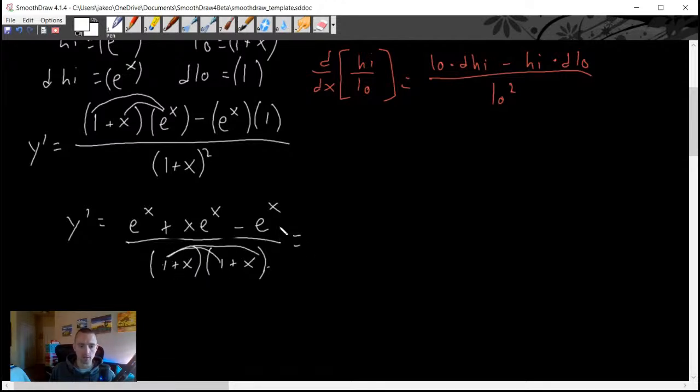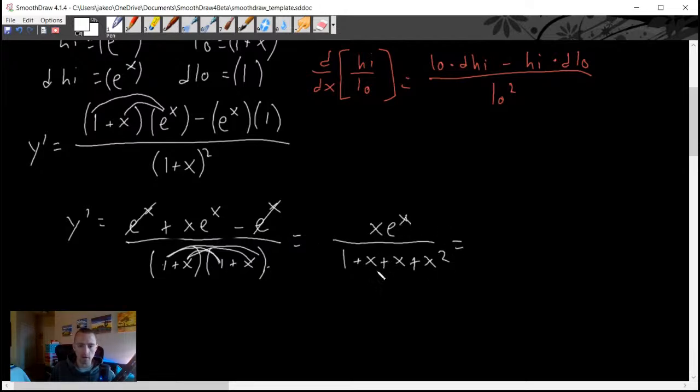So doing that is going to give us, on our denominator, 1 times 1 is 1. 1 times x is x. x times 1 is x. And x times x is x squared. On our numerator, we have an e to the x and a minus e to the x. Those are going to cancel, and we're just going to have x times e to the x on the numerator.